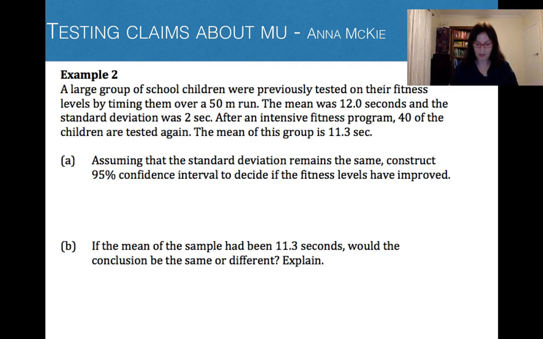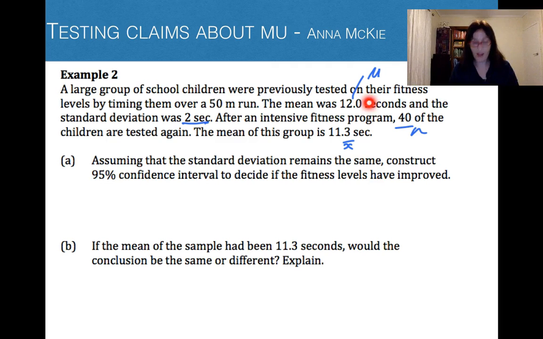And our second example: a large group of school children were previously tested on their fitness levels by timing them over a 50-metre run. The mean was 12.0 seconds, that's your old mu, and the standard deviation was 2 seconds. After an intense fitness program, 40, there's your N, of the children are tested again. The mean of this group is 11.3 seconds, so x bar.